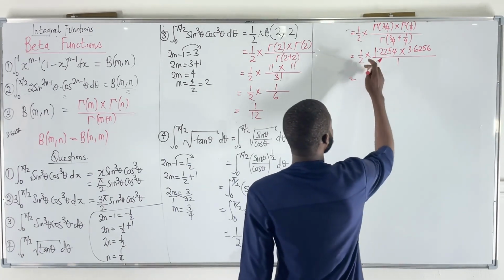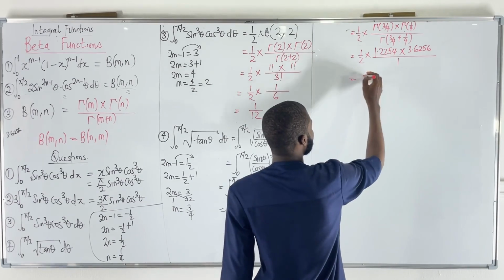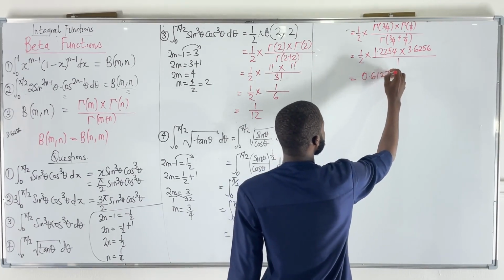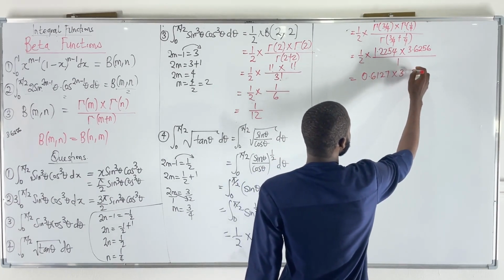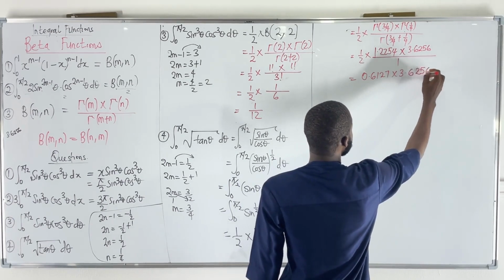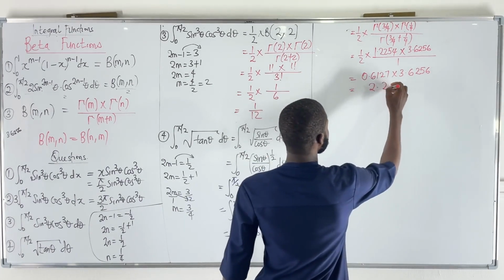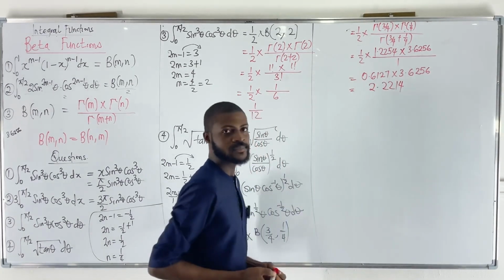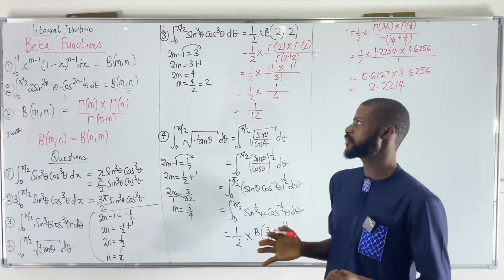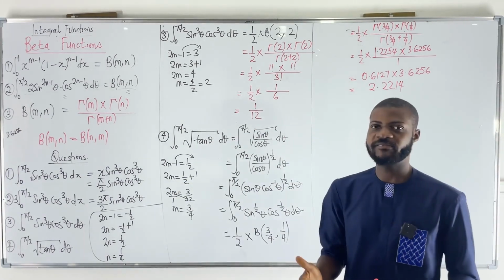So what will this become? When you do this, this will become 0.6127 times 3.6256, which is 2.2214. So that's going to be the answer to that very video.